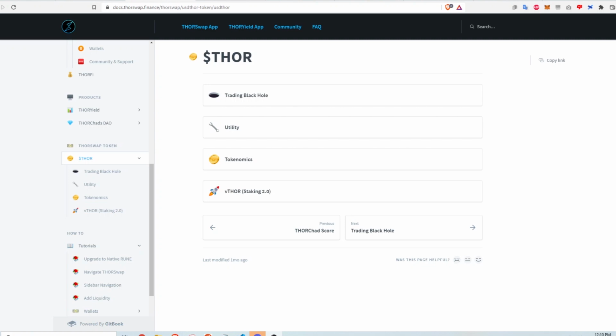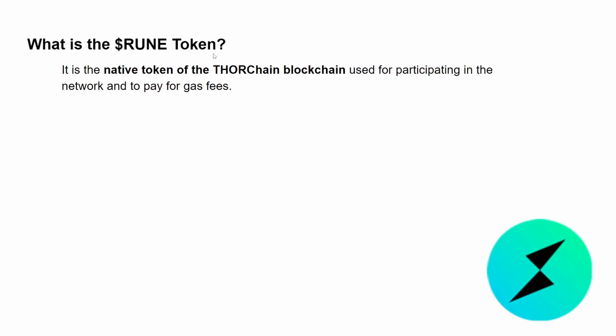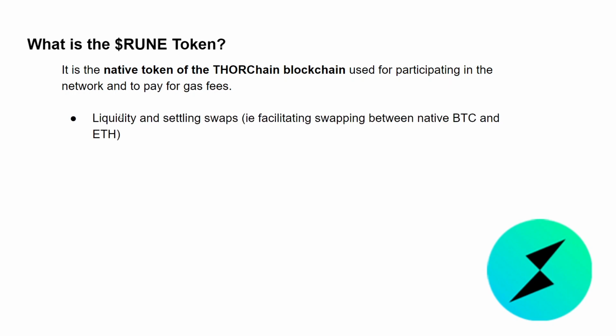In order to understand the THOR token, let's first talk about the RUNE token. So what is the RUNE token? It is the native token of the THORChain blockchain, and it's used for participating in the network and to pay for gas fees. Also, it's used to provide liquidity on THORswap and for settling swaps. So for example, the RUNE token is used for facilitating swapping between native Bitcoin and Ethereum on THORswap using those liquidity pools. It's also used in network security, where it incentivizes node validators to do the right thing.